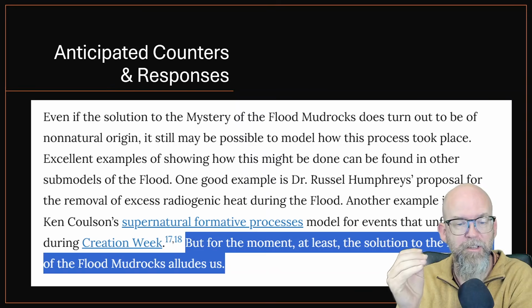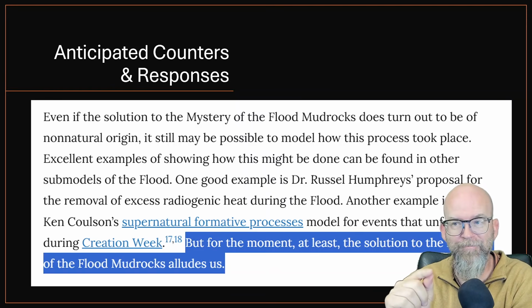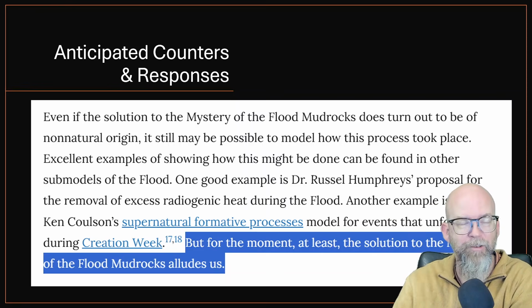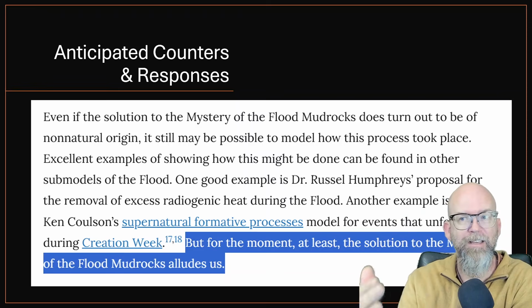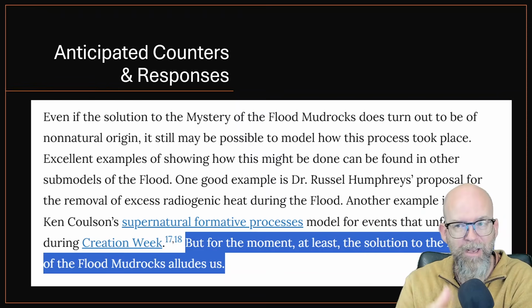Even if the solution to the mystery of the flood rocks does turn out to be of non-natural origin. Now, see, in the paper, they acknowledge, okay, here, they actually outline what Scott Dunn's argument is. And it's like, well, it's just basic physics. And it's an admission that our current model of trying to explain, through natural mechanisms, how the flood could have deposited the rocks that we see in the geological column.